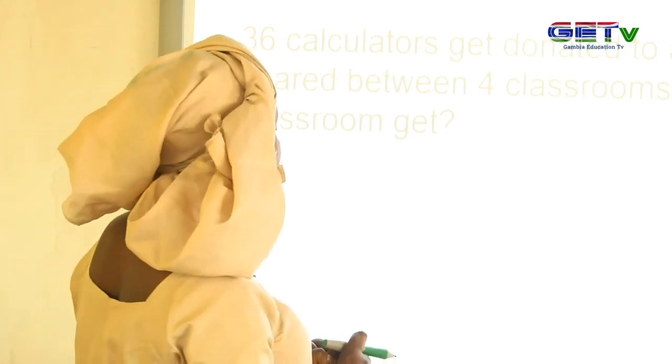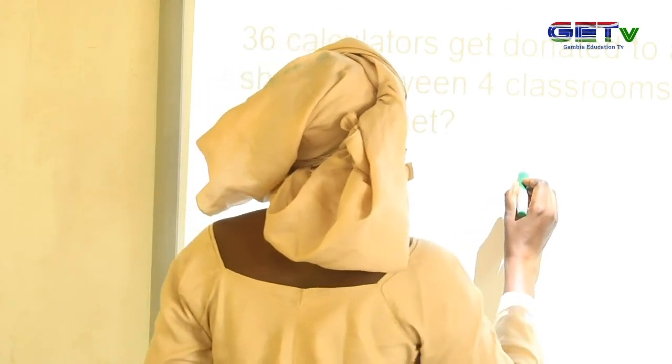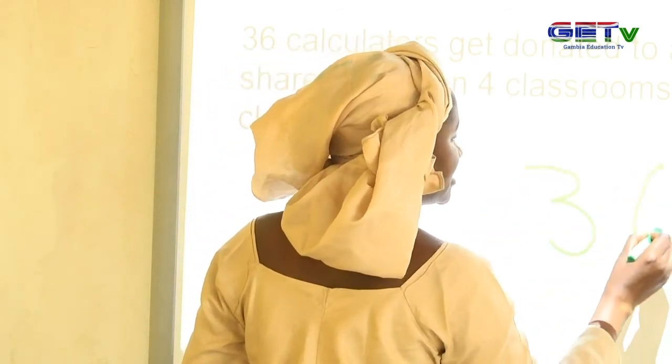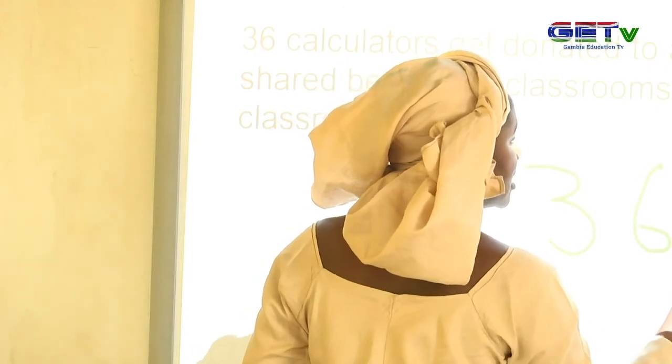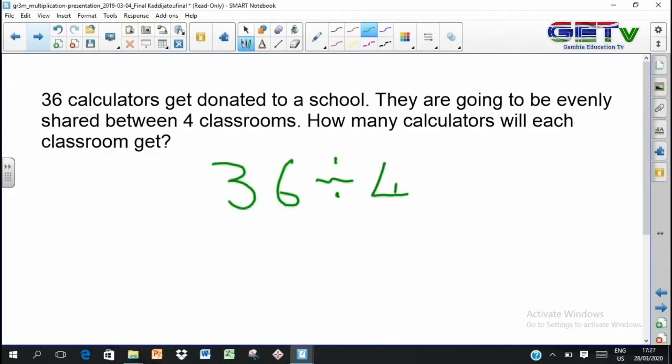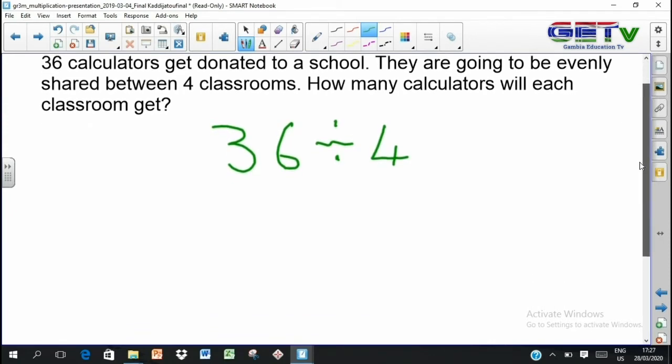The division number sentence here is going to be 36 divided by 4. And using the long division method, 36 divided by 4, that is 3 divided by 4 is what? It's 0 because 3 is less than 4.